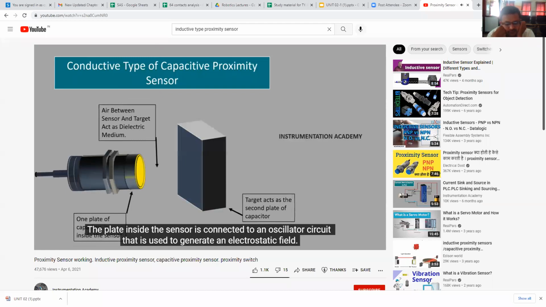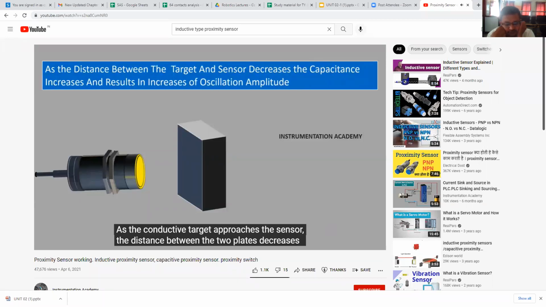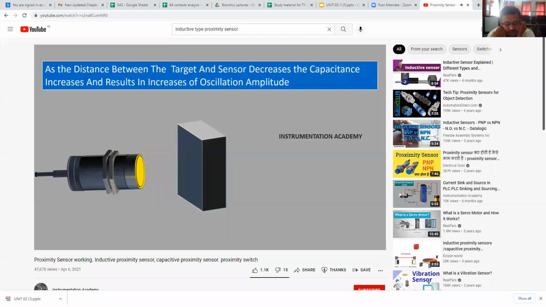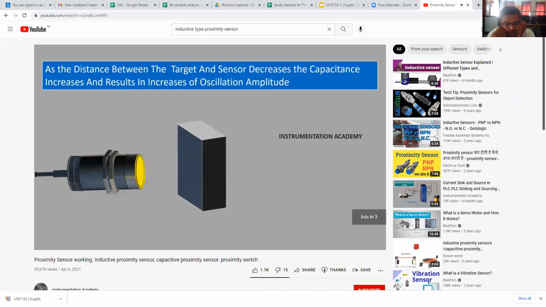The plate inside the sensor is connected to an oscillator circuit that is used to generate an electrostatic field. As the conductive target approaches the sensor, the distance between the two plates decreases, due to which the capacitance increases and results in increase of oscillation amplitude. Once the oscillations exceed a predetermined value, output signal from the sensor is generated, which indicates that the target has reached near the sensor.